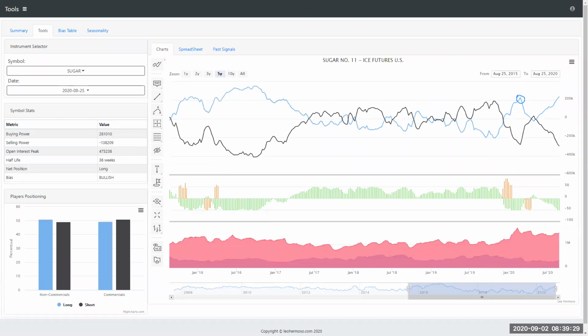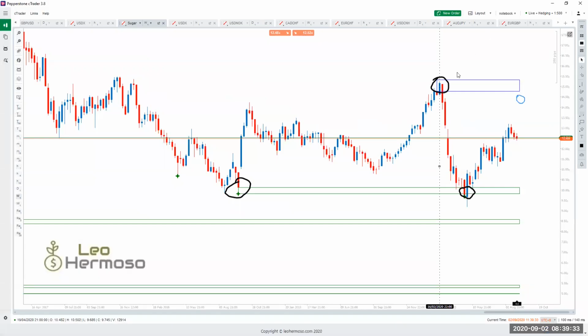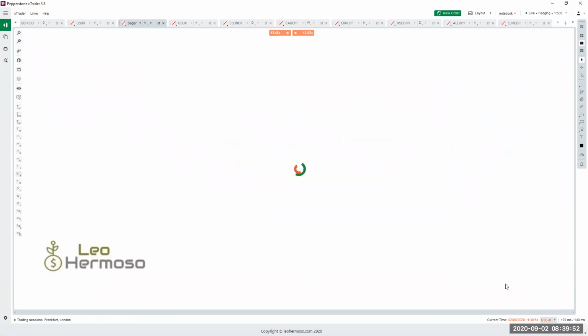Okay, so how do I use the supply and demand levels to trade? Let's say that I'm not interested in doing swing trades. I want to do day trades. And so what I need to do is go to a smaller time frame, like let's say 4 hours.